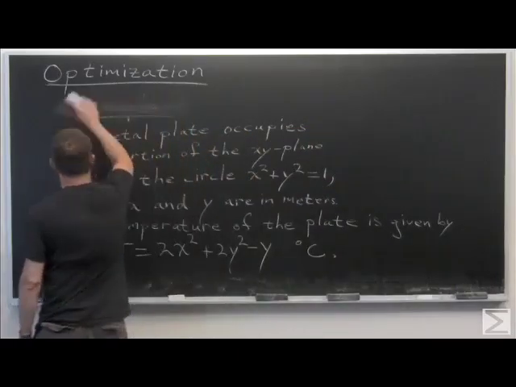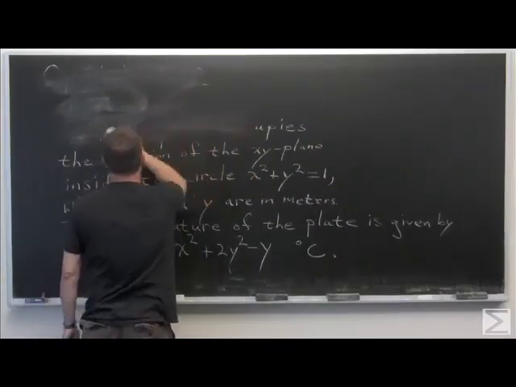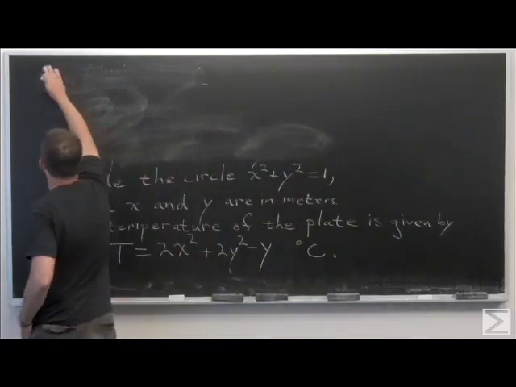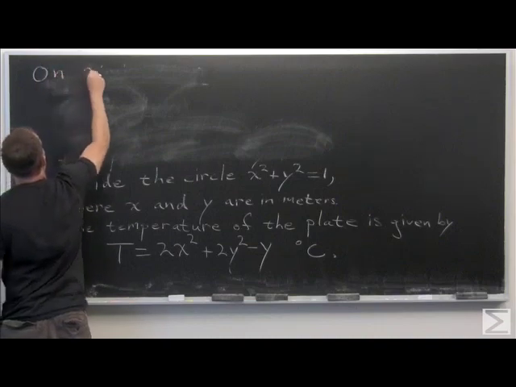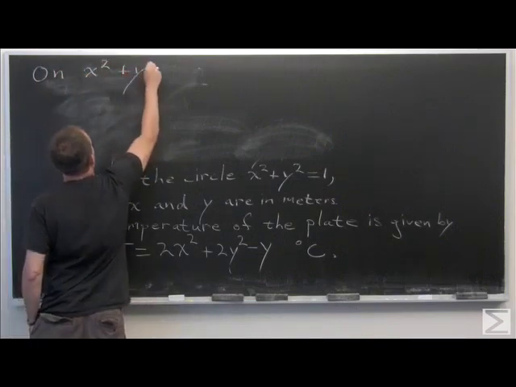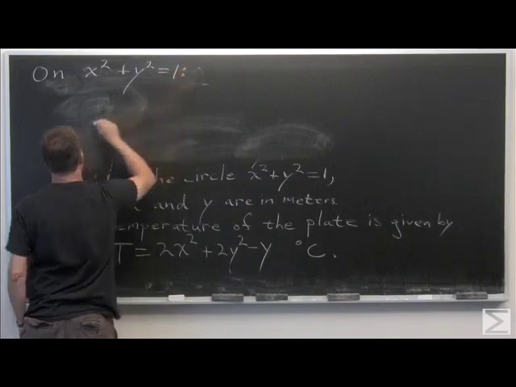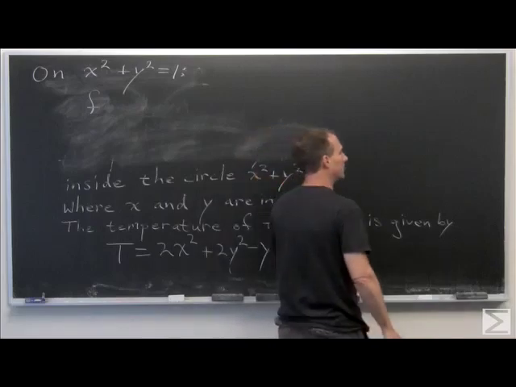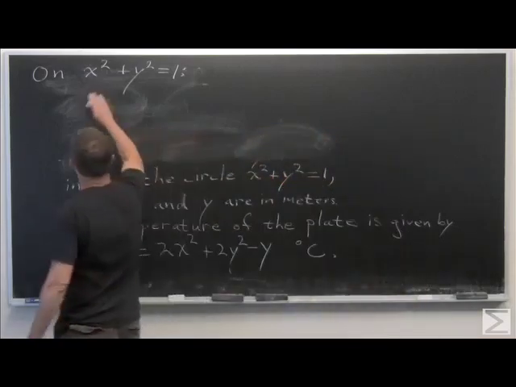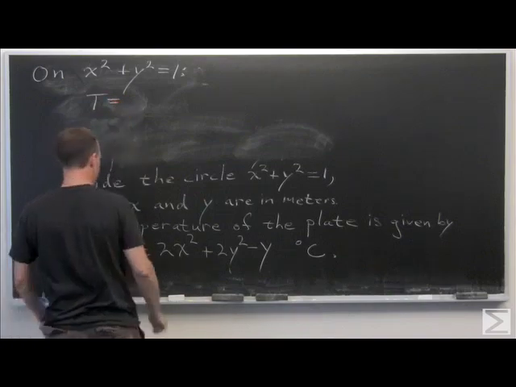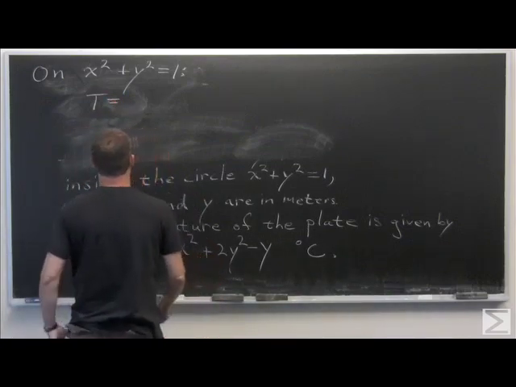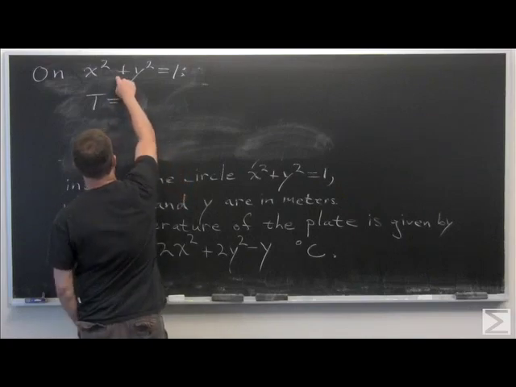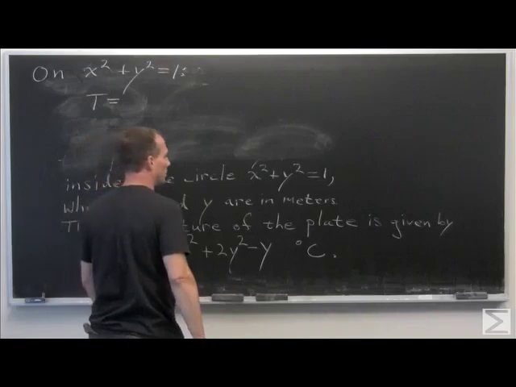Well, the boundary of the region is exactly where x squared plus y squared equals 1. So on the boundary, that's where this is true. Strictly speaking, we should use a different name for t here. We should indicate t restricted to the boundary. But I'm just going to keep using t, but you need to understand we mean t restricted to where x squared plus y squared equals 1.